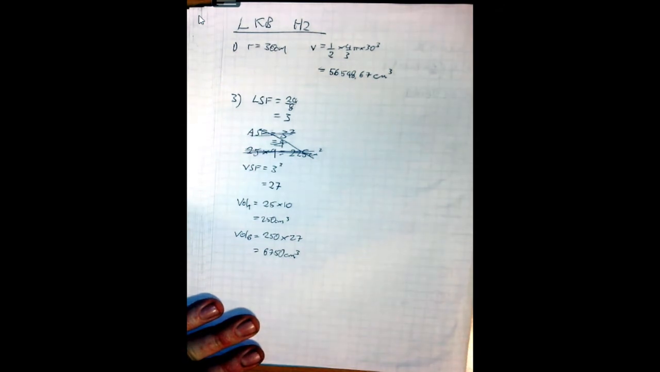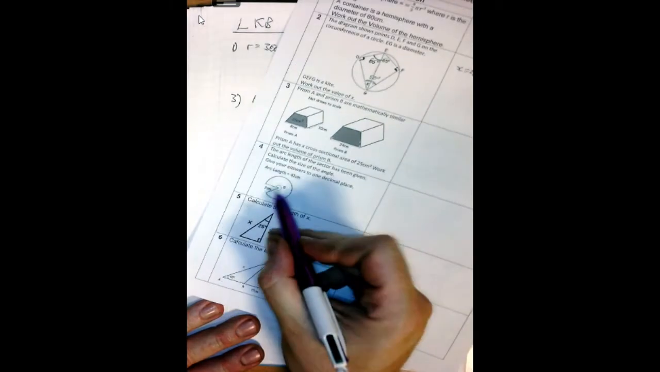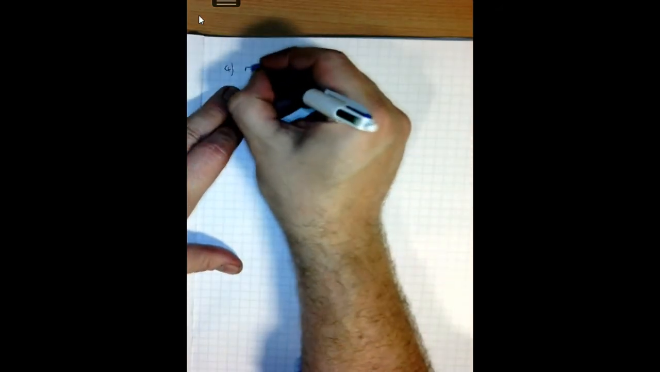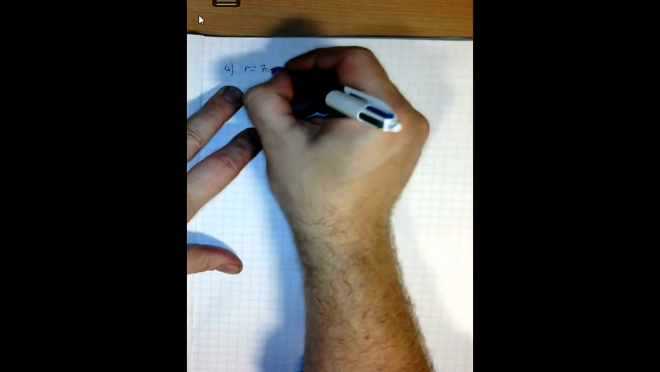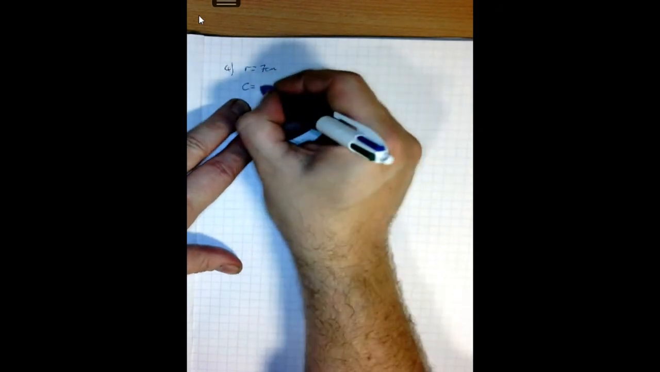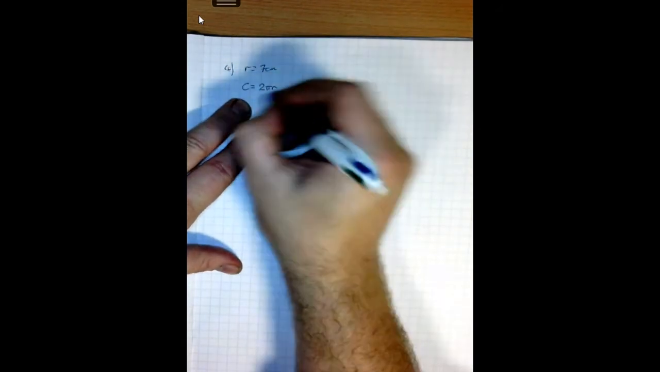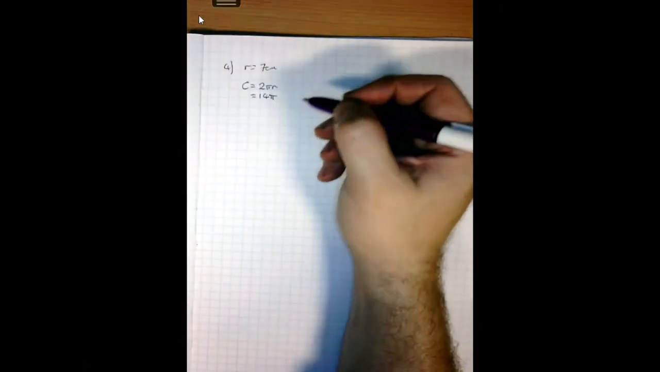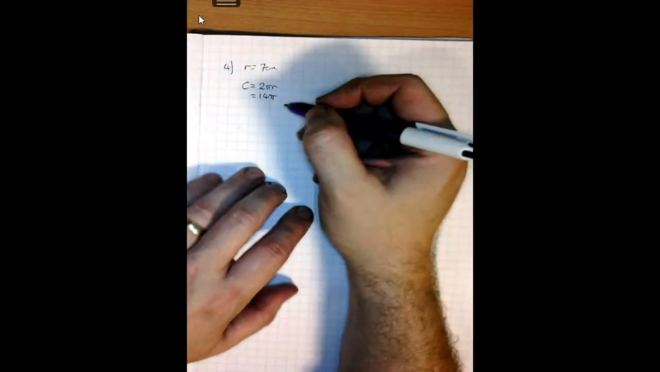The arc length of the sector has been given. The radius is also given. Give your answers to 1 decimal place. Since I know the radius, that means I know the circumference. So for question 4, the radius is 7 centimeters. The circumference is 2 pi r, so it's 14 pi.